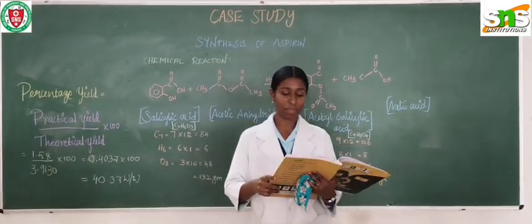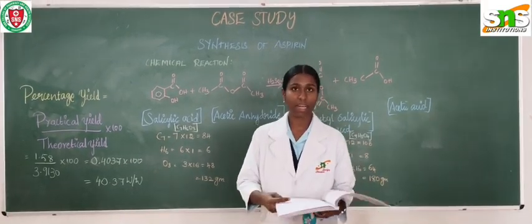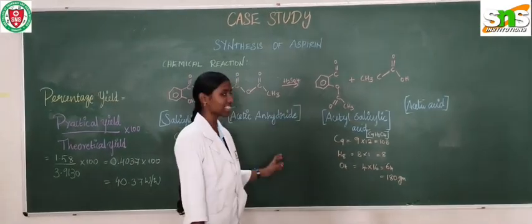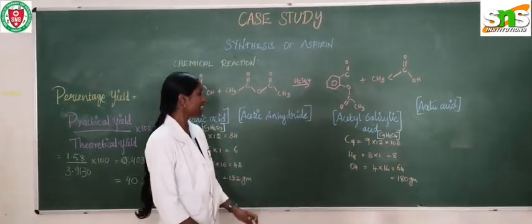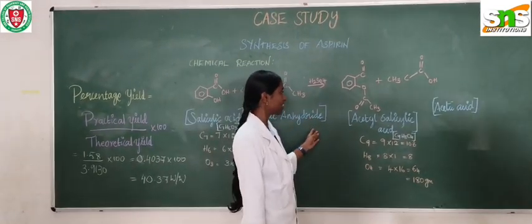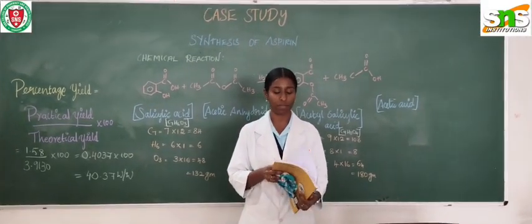Today I am going to explain the synthesis of aspirin from salicylic acid. It can be prepared using acetylating agents like acetic anhydride. Salicylic acid is reacted with acetic anhydride in the presence of sulfuric acid. It produces acetylsalicylic acid, which is also known as aspirin.